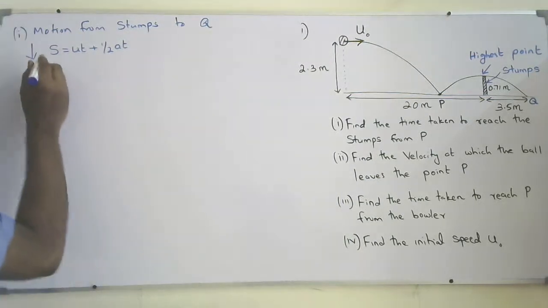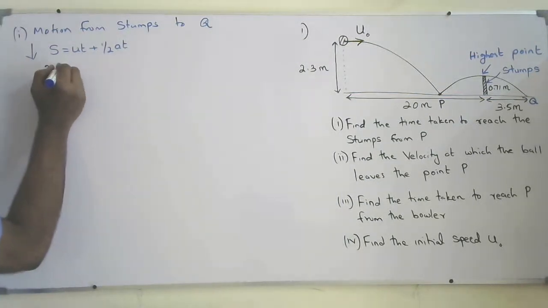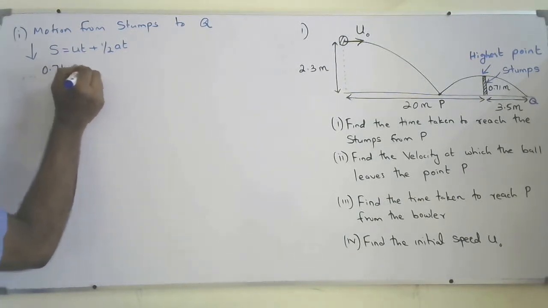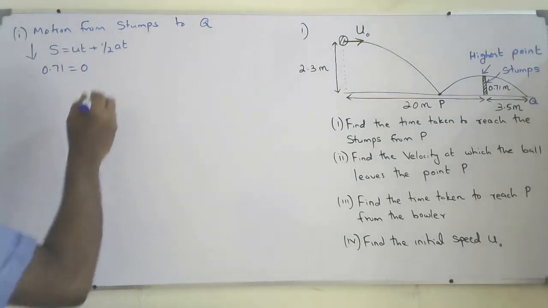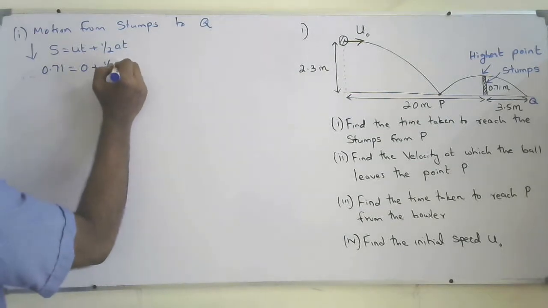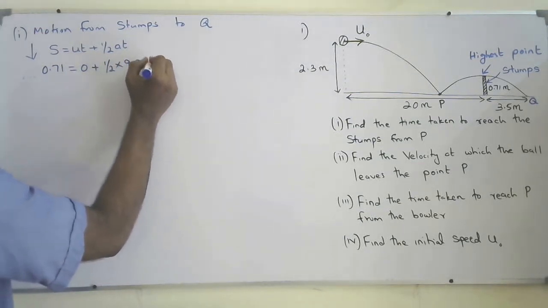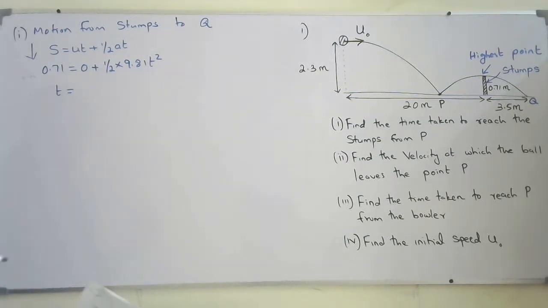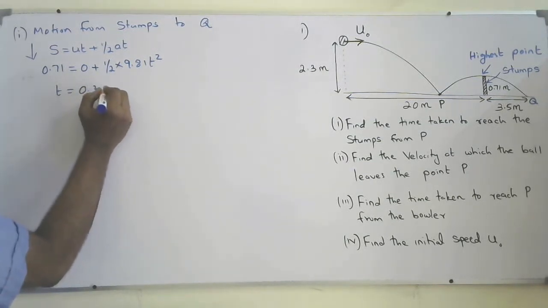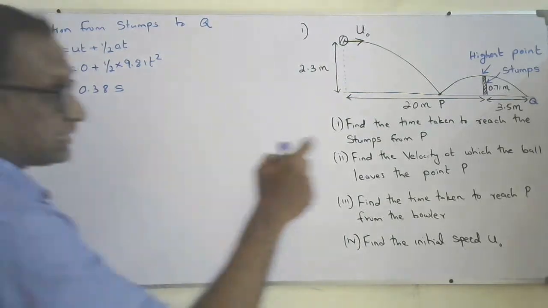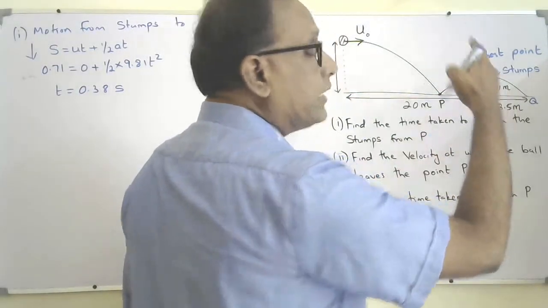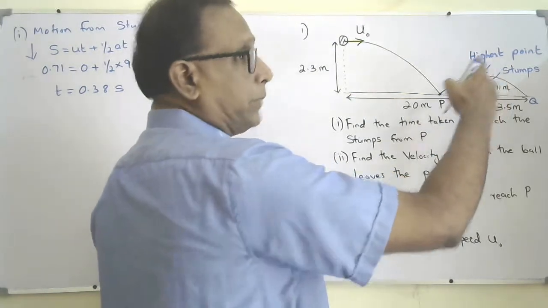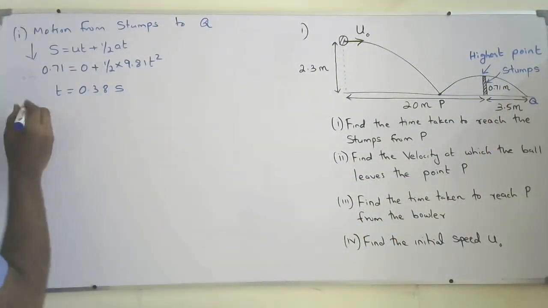So S is 0.71 meters, that's the vertical displacement. The vertical initial velocity is 0, so S equals 0 plus half into 9.81 t squared. Find the time. So the time will be equal to 0.38 seconds. That's the time taken to reach the ground Q from the highest point. That will be the same as the time taken to reach the highest point from P. Right.